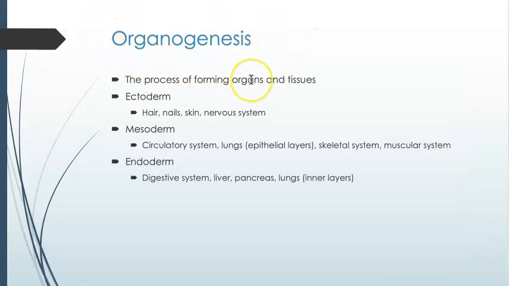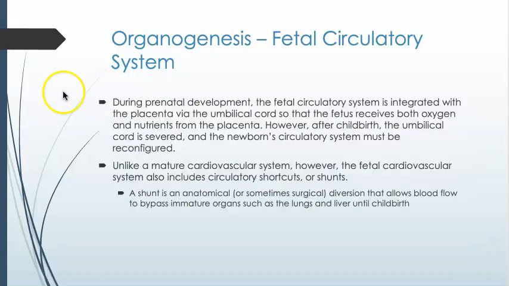So as far as organogenesis goes, this is simply, as far as definitions go, the process of forming organs and tissues. I already mentioned these different groups to you. So again, ectoderm is going to form these, mesoderm these, endoderm those. We saw that in an earlier slide. As far as the circulatory system goes, again, I mentioned this, the fetus is receiving both oxygen and nutrients from the placenta. Once the umbilical cord is severed after childbirth, the circulatory system ends up being reconfigured.